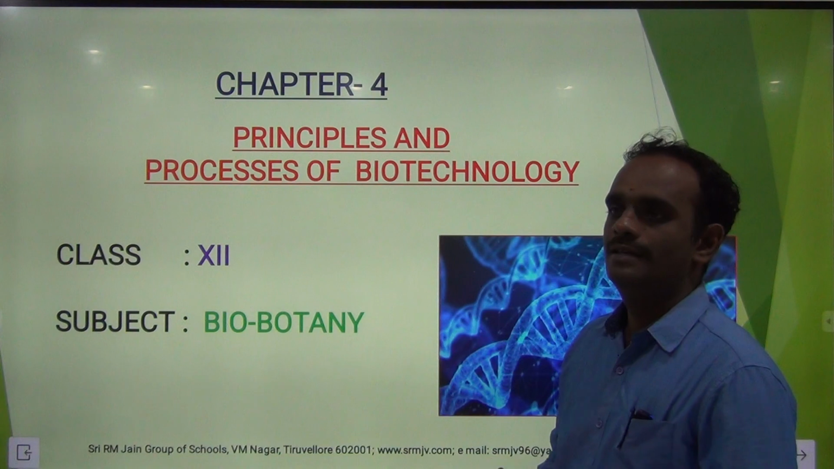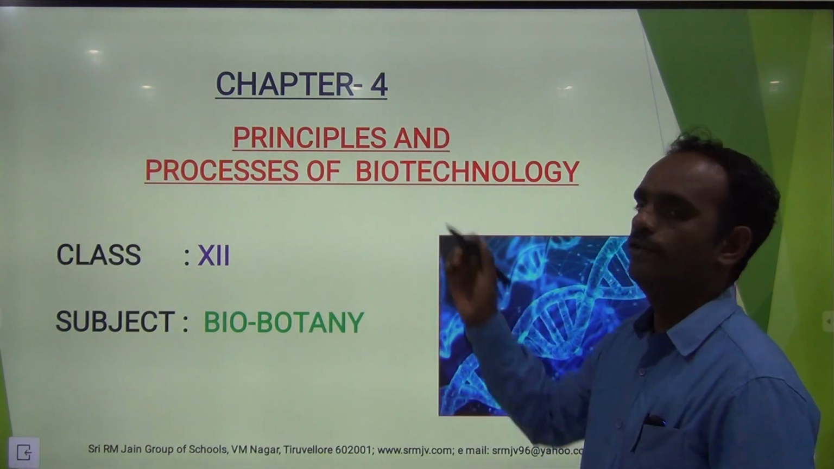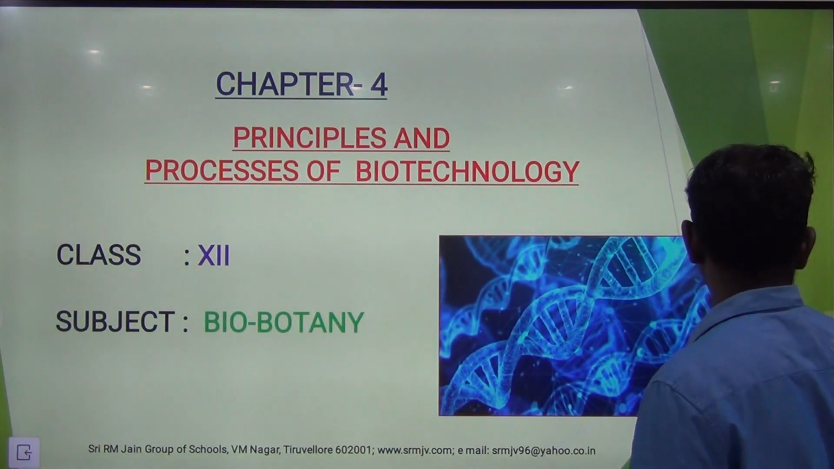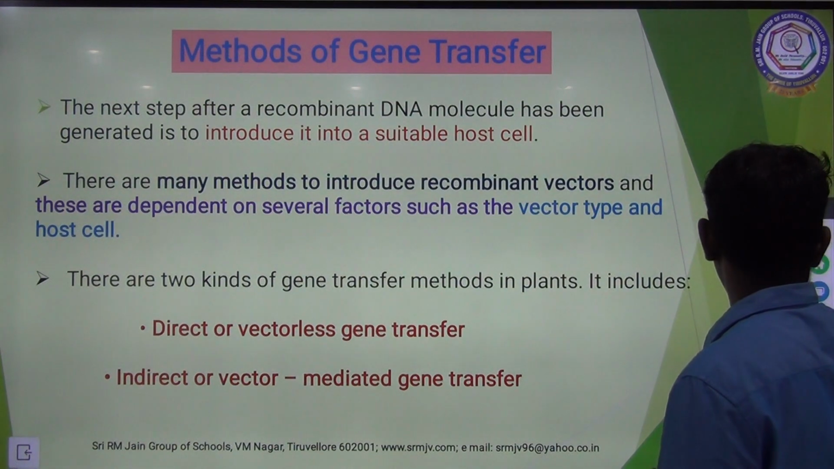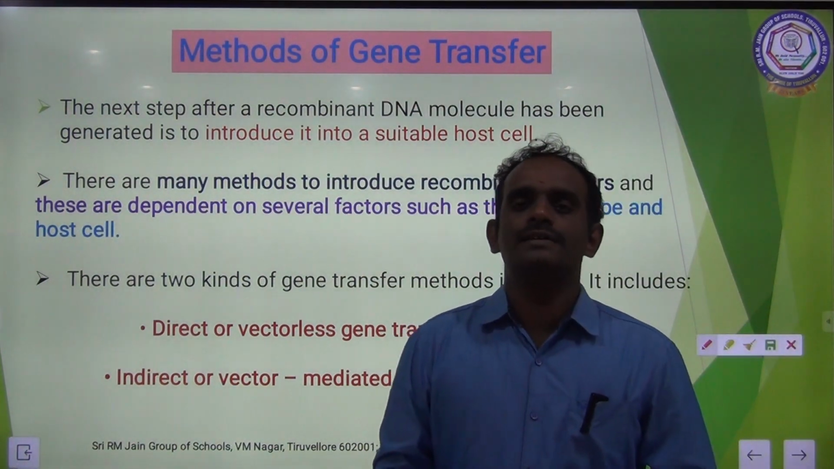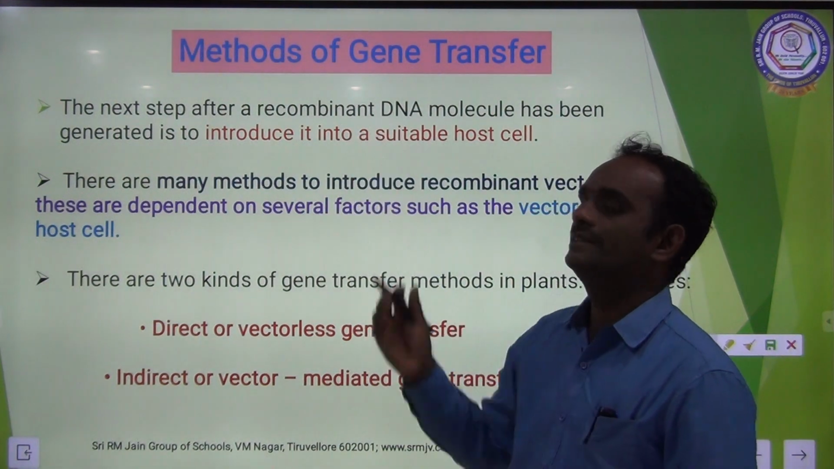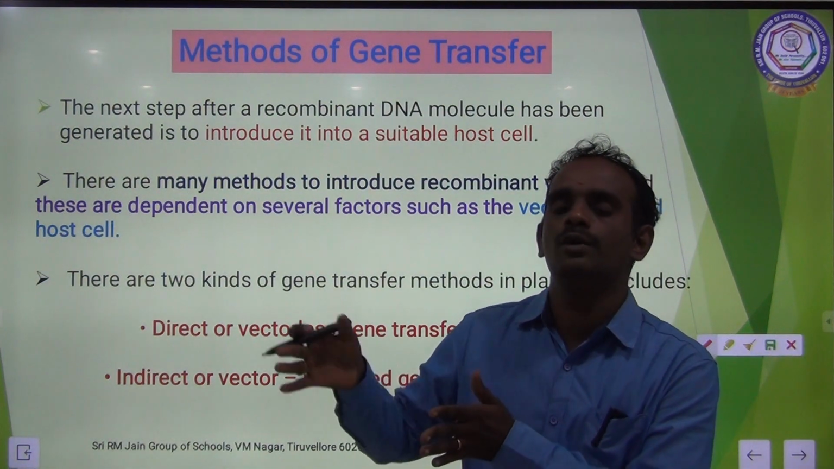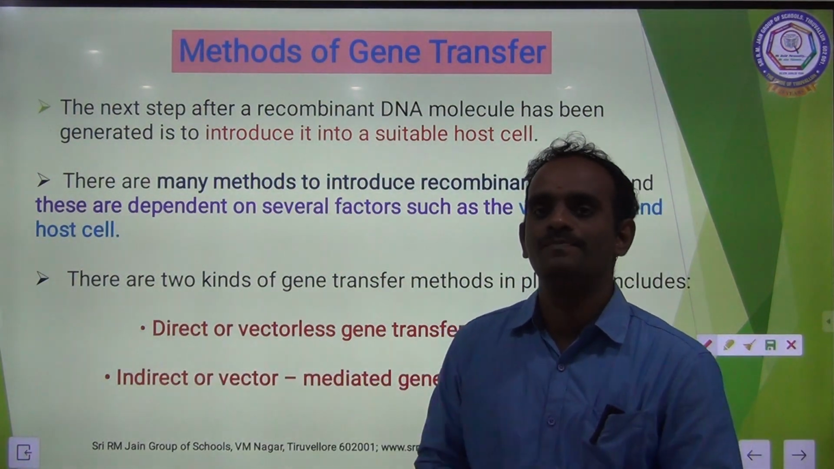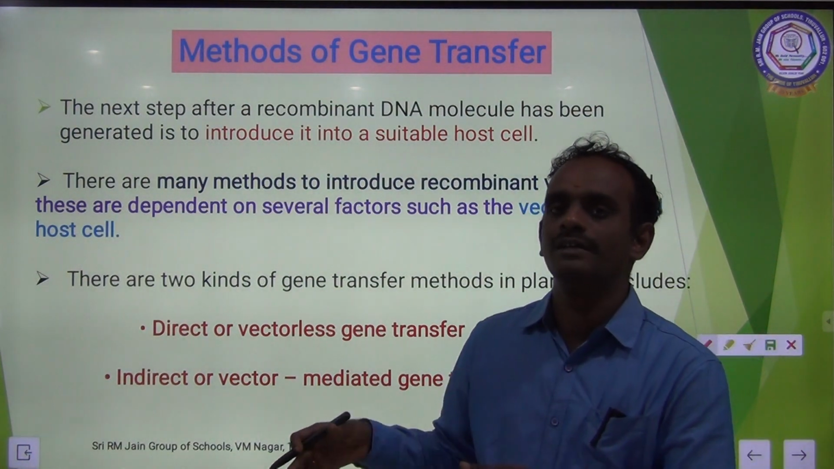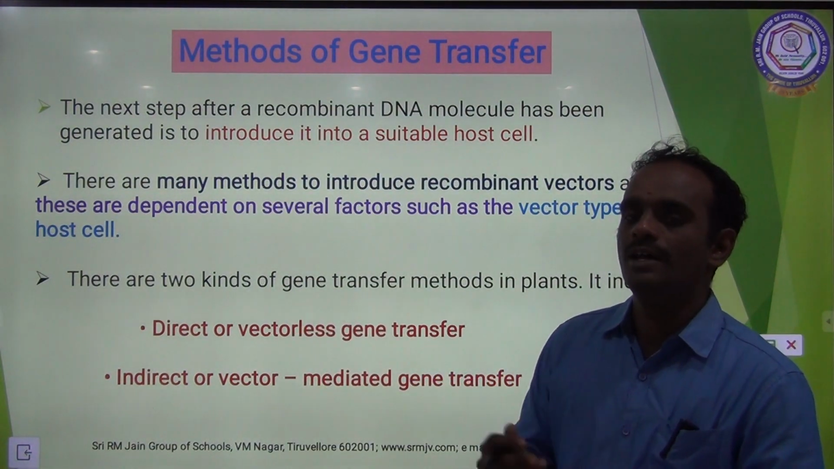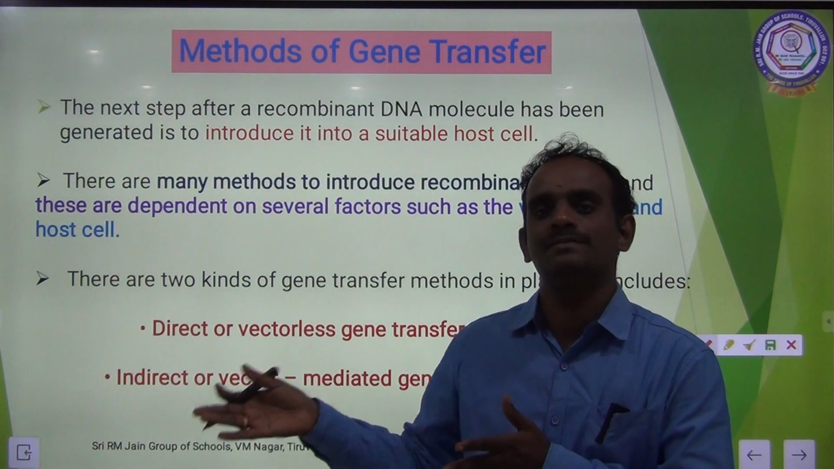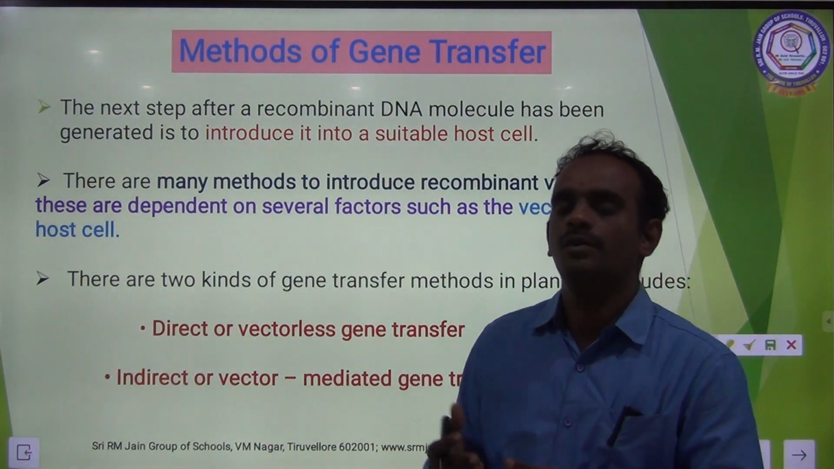For class 12, subject Bio-botany, chapter 4, Principles and Processes of Biotechnology. Today we are going to discuss a new topic, that is methods of gene transfer. How to transfer the gene into the host cell or host plant body. What are all the different methods we are following? That is the topic today. There are two different methods: one is the direct method and another one is the indirect method. All these we are going to discuss now.